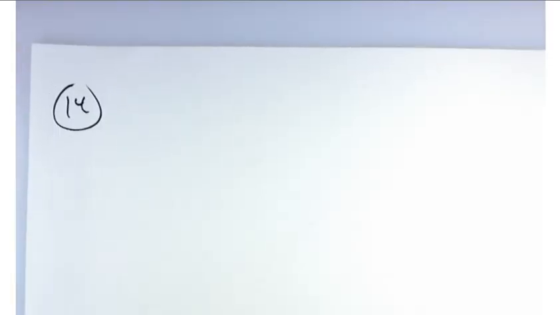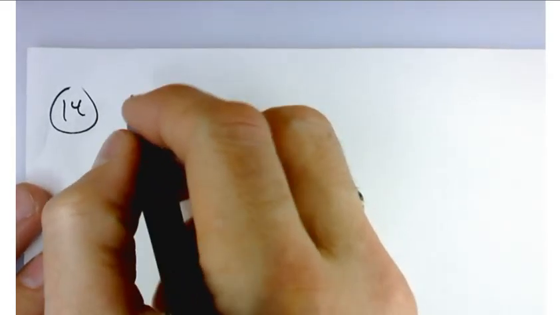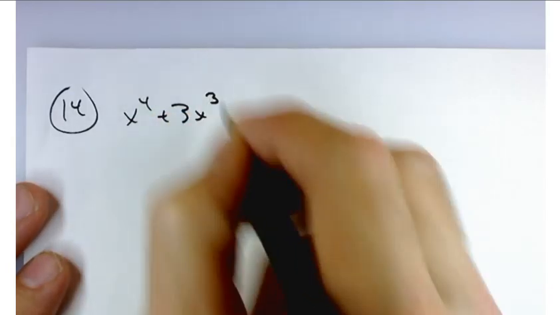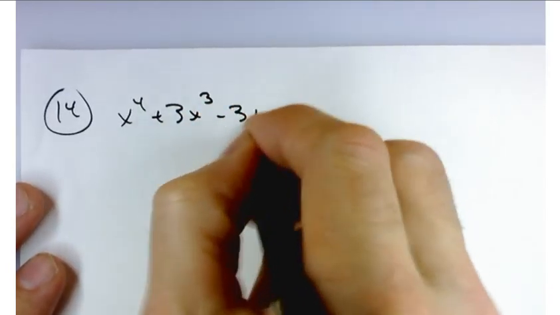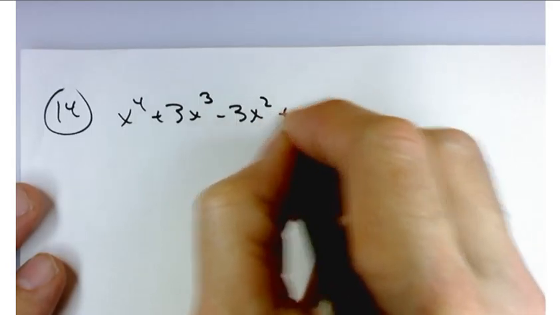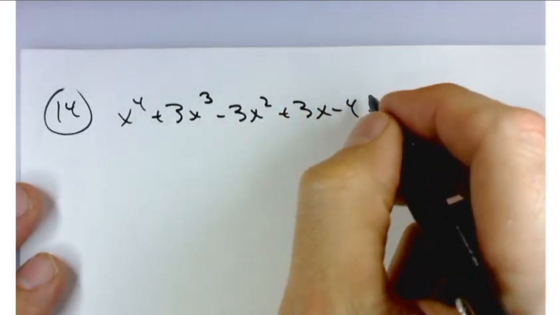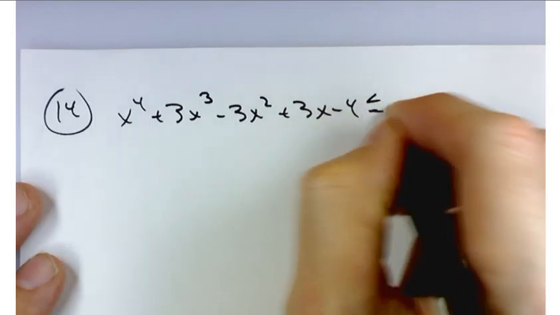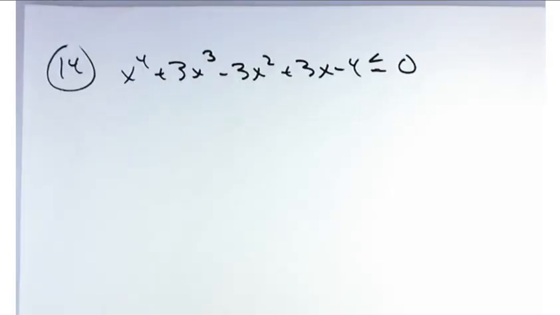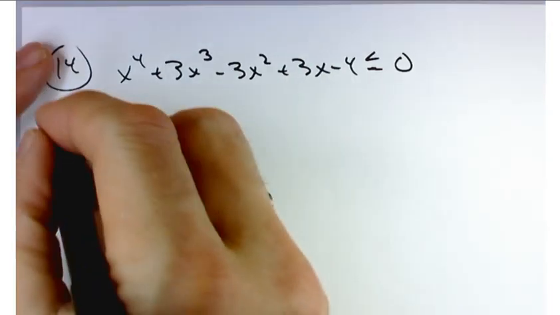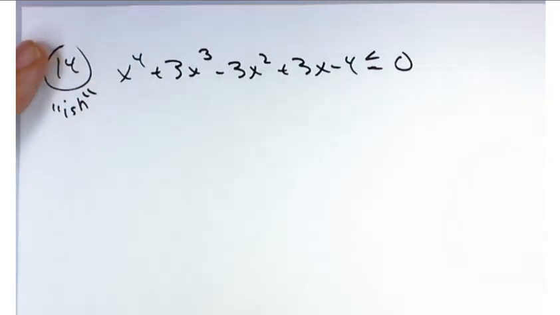Okay, so let's try another one. Problem number 14. So x to the 4th plus 3x cubed minus 3x squared plus 3x minus 4. And we want to know where that's less than 0. Let's make that less than or equal to 0 just to throw in a little bit of wrinkle. So that, I guess, turns us into problem 14-ish, right?